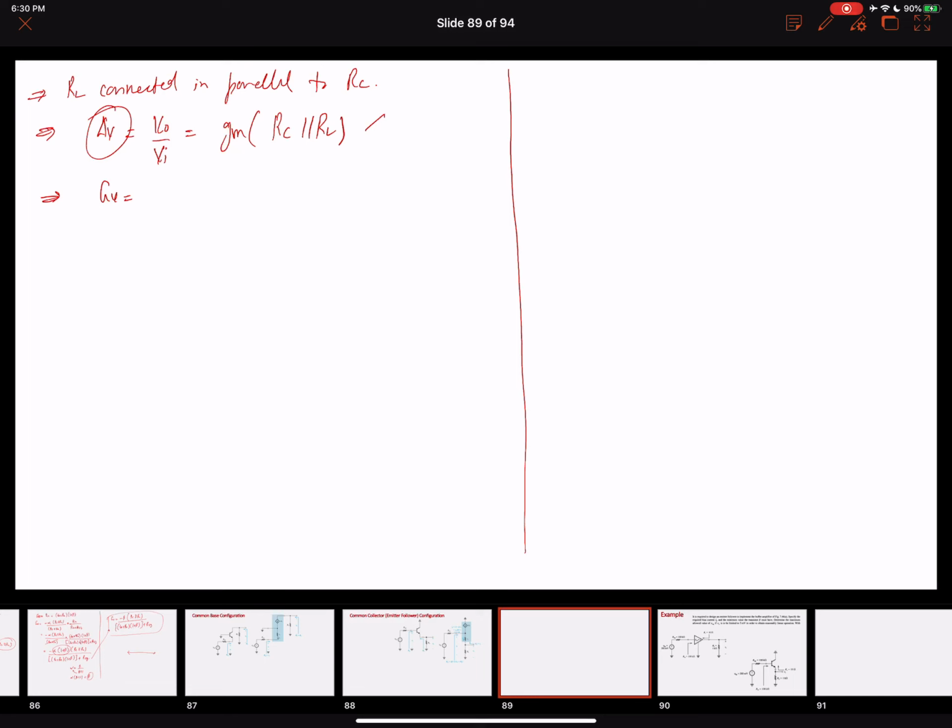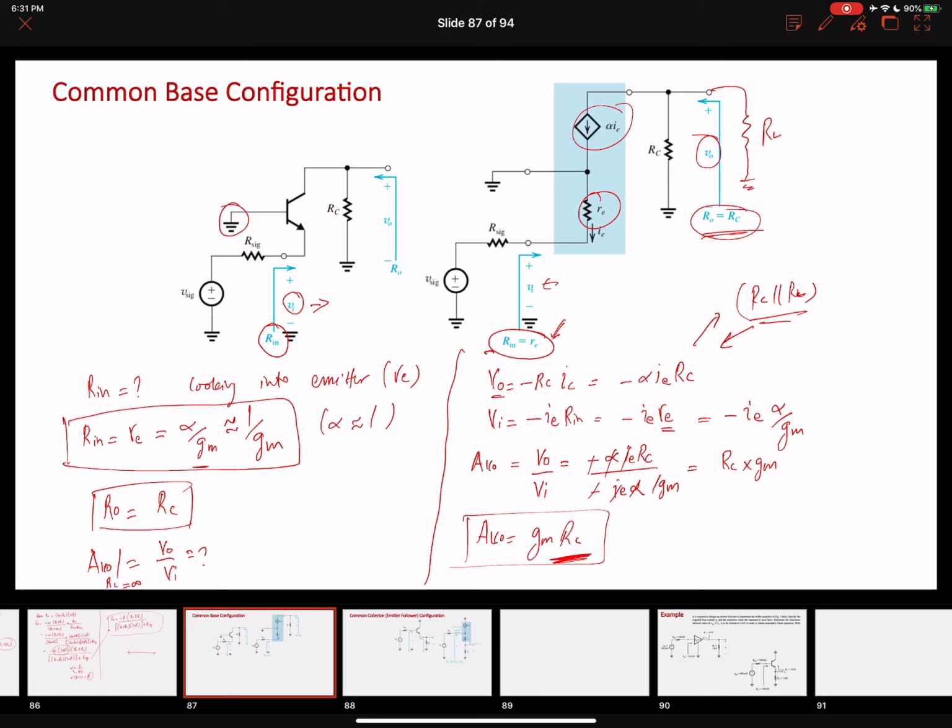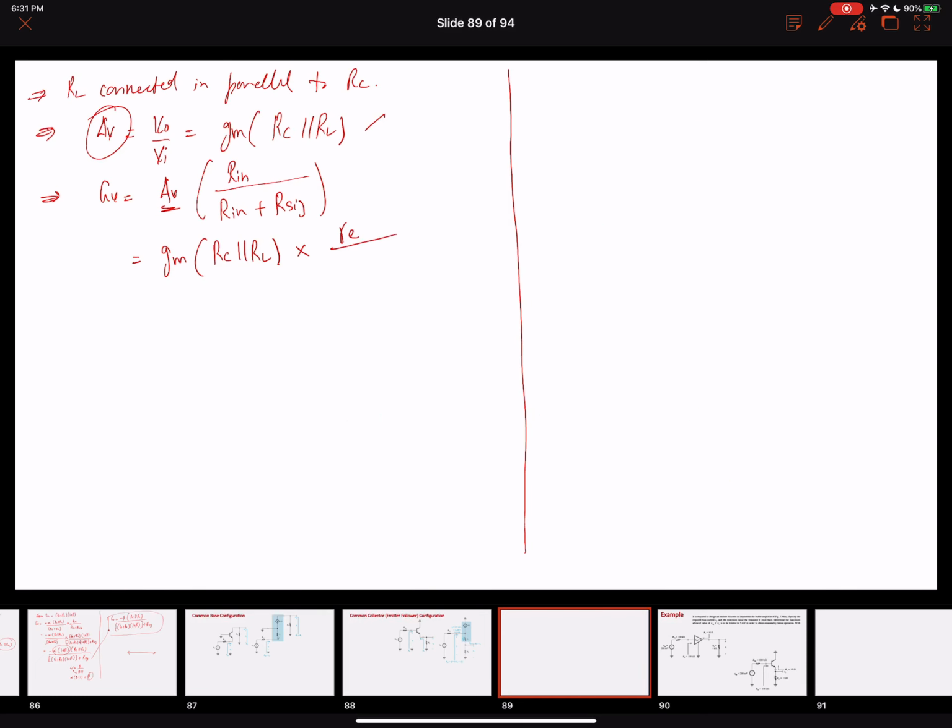Okay, now let's find out the value of the overall voltage gain. We know that overall voltage gain equals AV, the voltage gain of an amplifier, times input resistance over input resistance plus signal resistance. So this is equal to GM times RC in parallel with RL, and then our input resistance. Where's our input resistance here? Input resistance is RE here, and signal resistance is signal resistance. So RE over RE plus R signal. We can write this as GM RE times RC in parallel with RL over RE plus R signal.